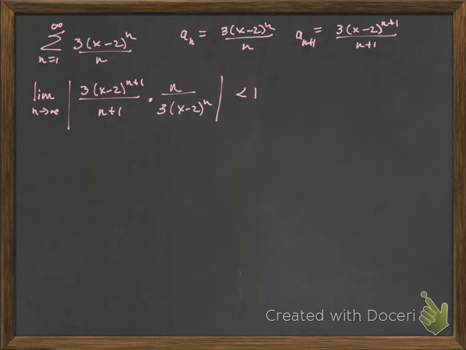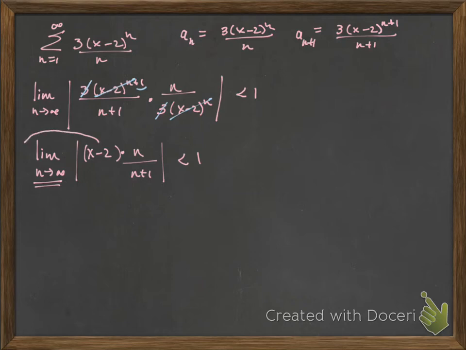All right, a couple things we can do. We see we can cancel those 3's, and we can cancel most of the powers of x minus 2, but leave behind 1 power of that. So now, I'm going to group terms: the limit as n goes to infinity of 1 factor of (x minus 2), in parentheses, times n over n plus 1, less than 1. Since this limit is dependent on n, we can remove the factors that are not dependent on n.